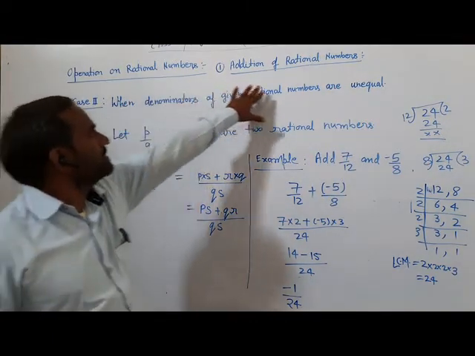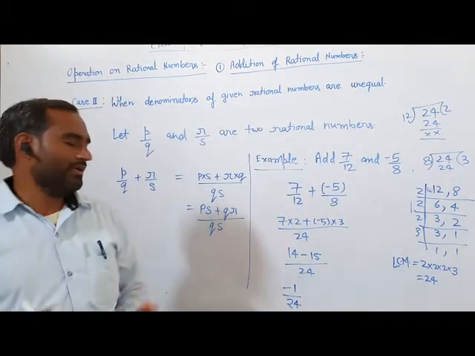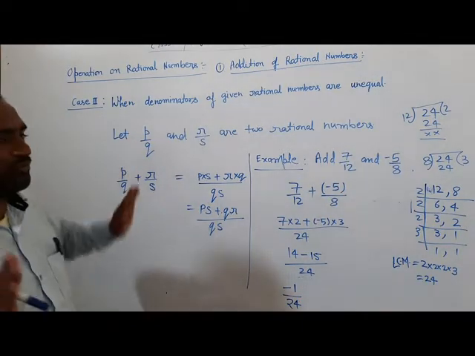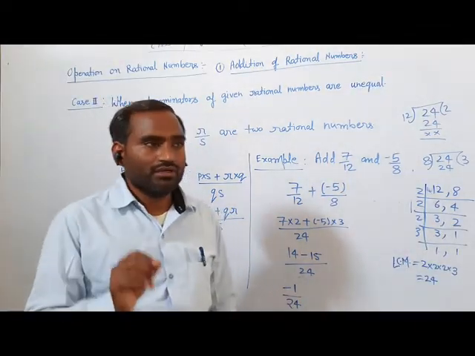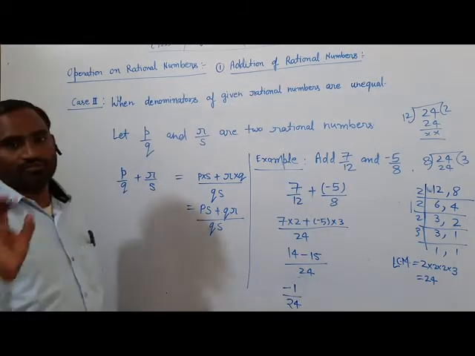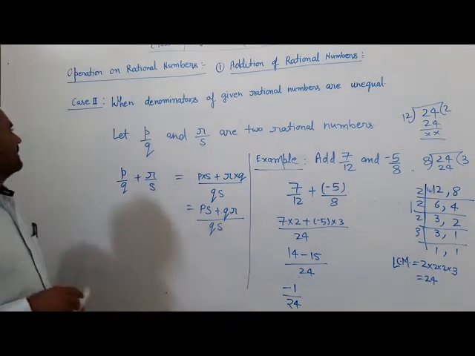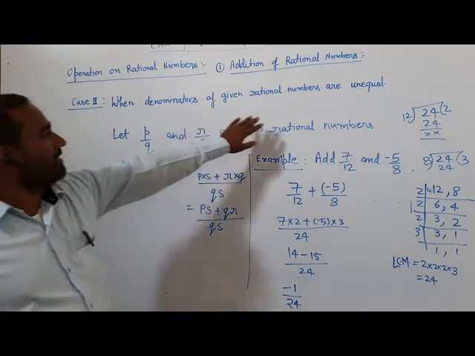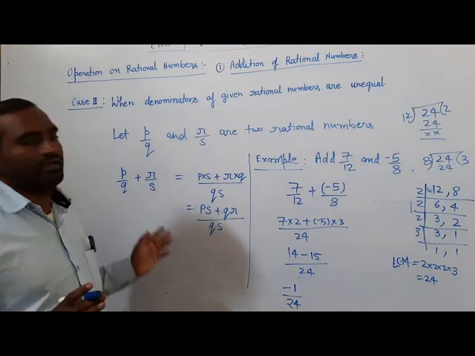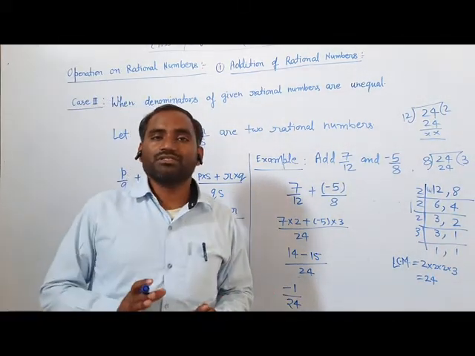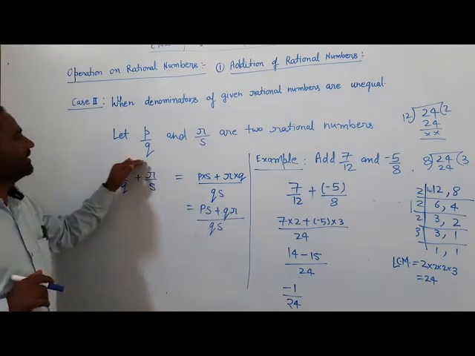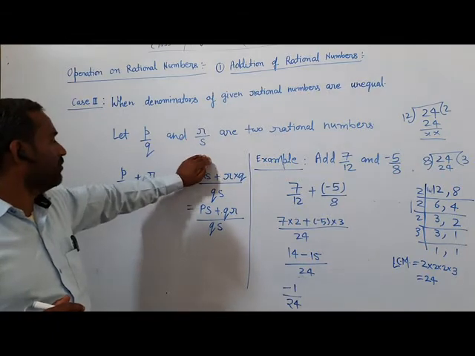Operation on rational numbers, addition of rational numbers. You can add two rational numbers in two ways. First condition, we have to study that denominators of two rational numbers are equal. In that condition, we simply add the numerators and write the common denominator. In the second case, when denominators of given rational numbers are unequal, we have to take the LCM of denominators.